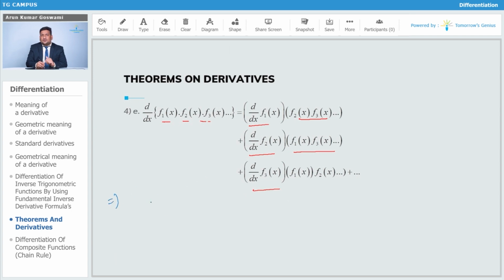If we have to find d by dx of x sine x e to the power x, I'm taking these 3 functions only. Now I have to differentiate this. According to this rule, x is my first function, sine x my second, and e to the power x my third.